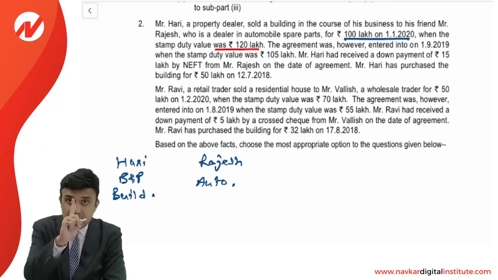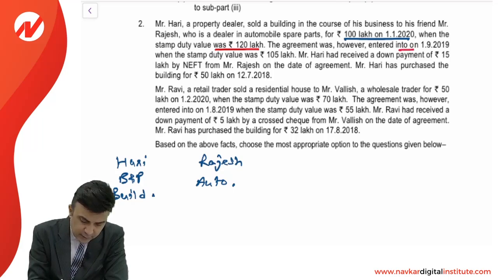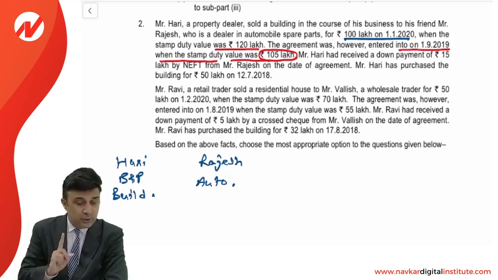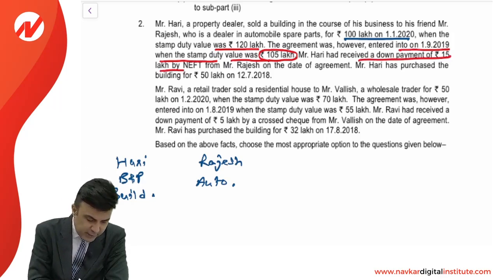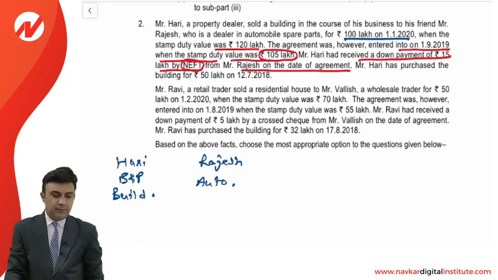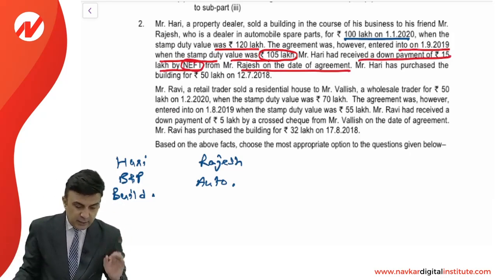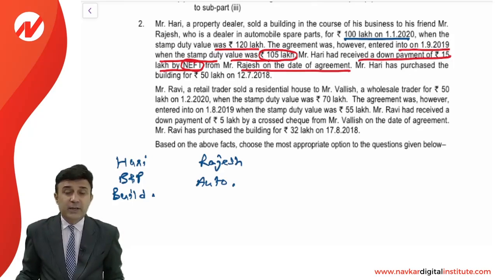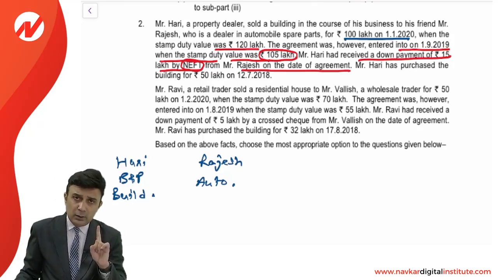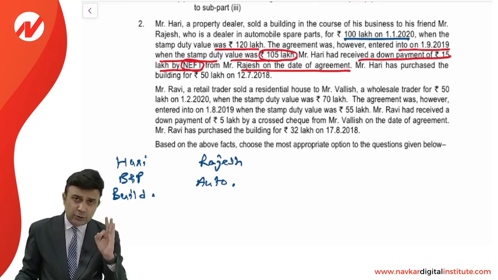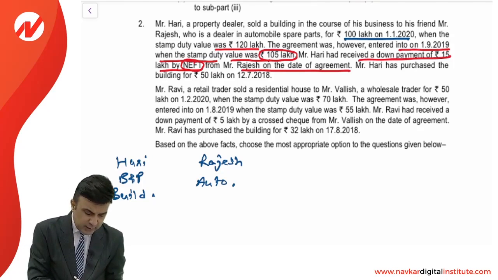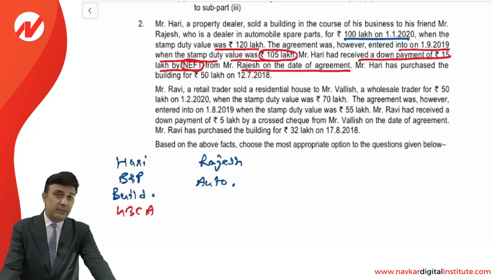The agreement was however entered on 1/9/2019 and the stamp duty value was 105 lakh. Mr. Hari received a down payment of 15 lakh by NEFT from Rajesh on the date of agreement. Hari purchased the same at 50 lakh on 12th July 2018. Two questions are important, or rather three questions are important. One thing is certain, that for Hari, business profession, 43CA is applicable.